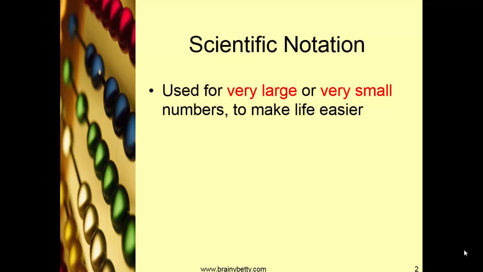If you have a very large number or a very small number, chances are that you're going to be writing down a lot of zeros. Scientific notation helps get rid of those zeros so it can make your life easier. It can make writing down numbers that are very large or very small much shorter.